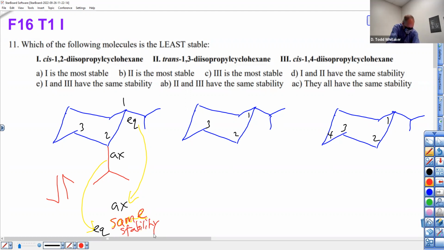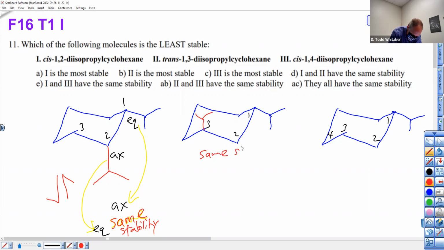Okay. So one group axial, one group equatorial. We don't know if that's great compared to the other ones. We'll see. Trans 1,3. Same story. You know why? This is down. Trans means the other group has to be up. Do you agree? What's the up bond on 3? Axial or equatorial? Axial. Same story as the previous one, almost.